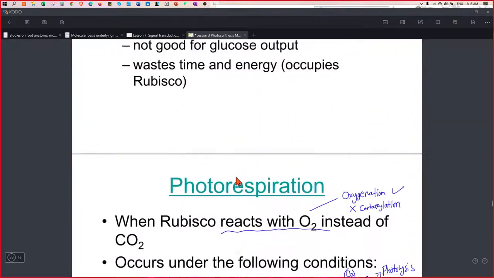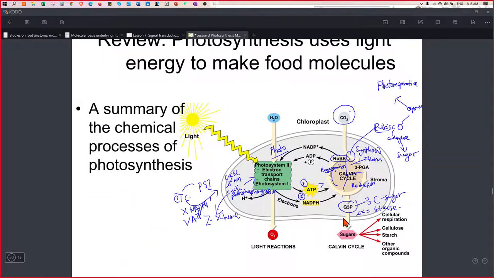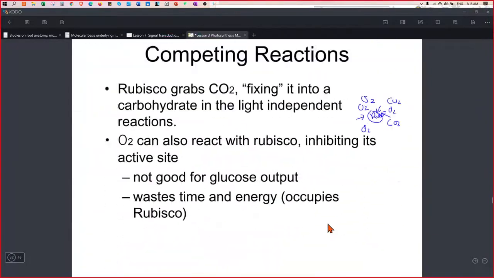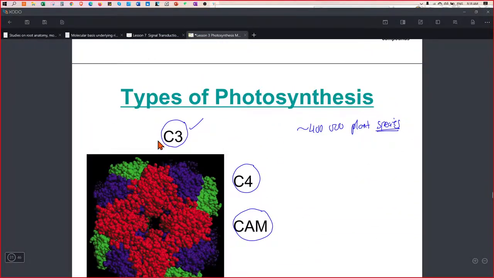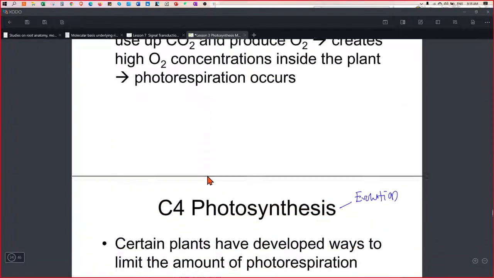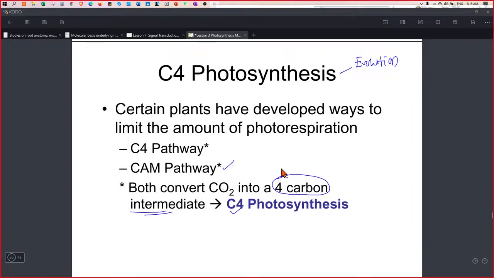For the regular Calvin cycle, the first product is G3P, a 3-carbon sugar. That's why most photosynthesis in land plants is called C3 photosynthesis. But in some special plant species, the first product of carbon fixation, we're talking about carbon fixation now, is not 3-carbon but rather 4-carbon, hence the name C4 photosynthesis. The CAM pathway also uses this kind of carbon fixation method as well.